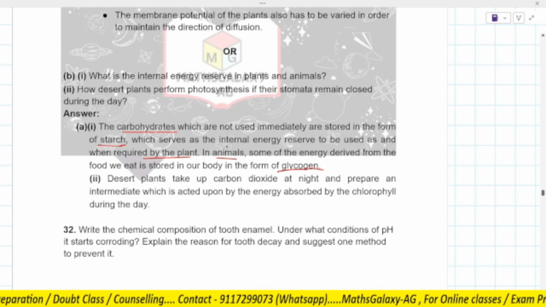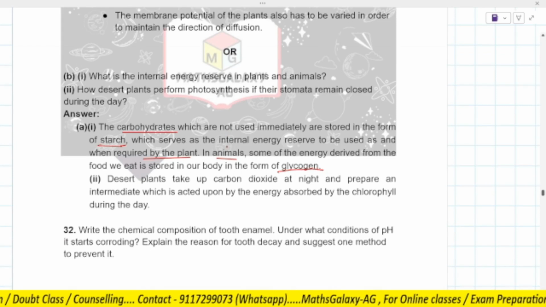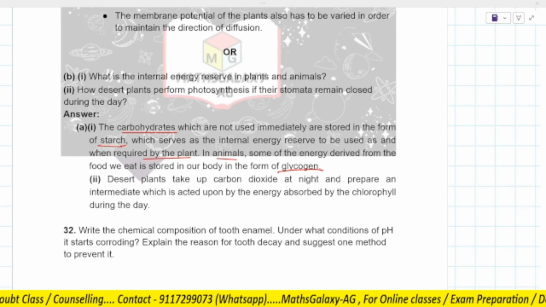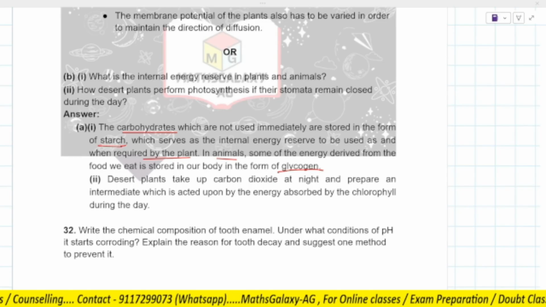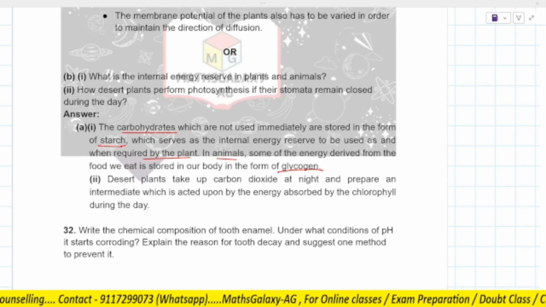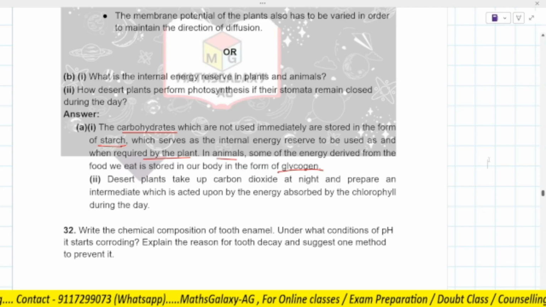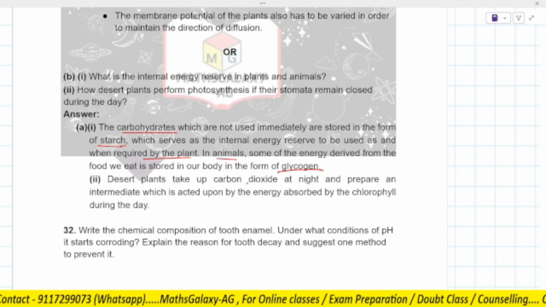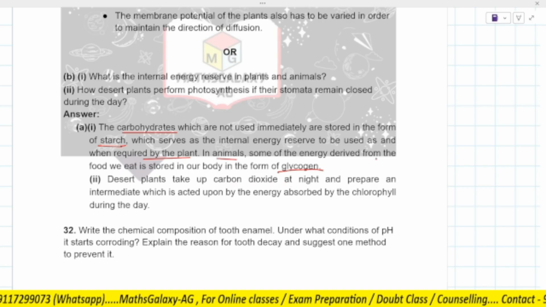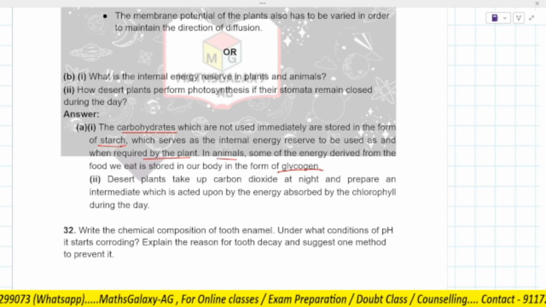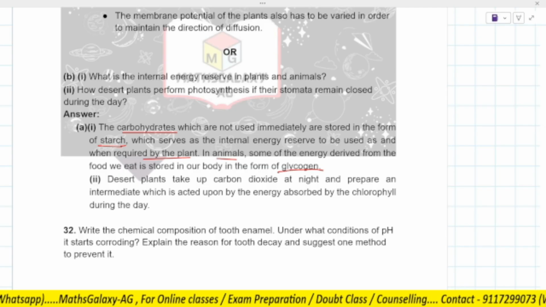You are saying they do the respiration process at night? They do the respiration in the night instead of the day, right? As other plants do. So desert plants take up carbon dioxide at night and prepare an intermediate, which is acted upon by the energy absorbed by the chlorophyll during the day. Is it clear?